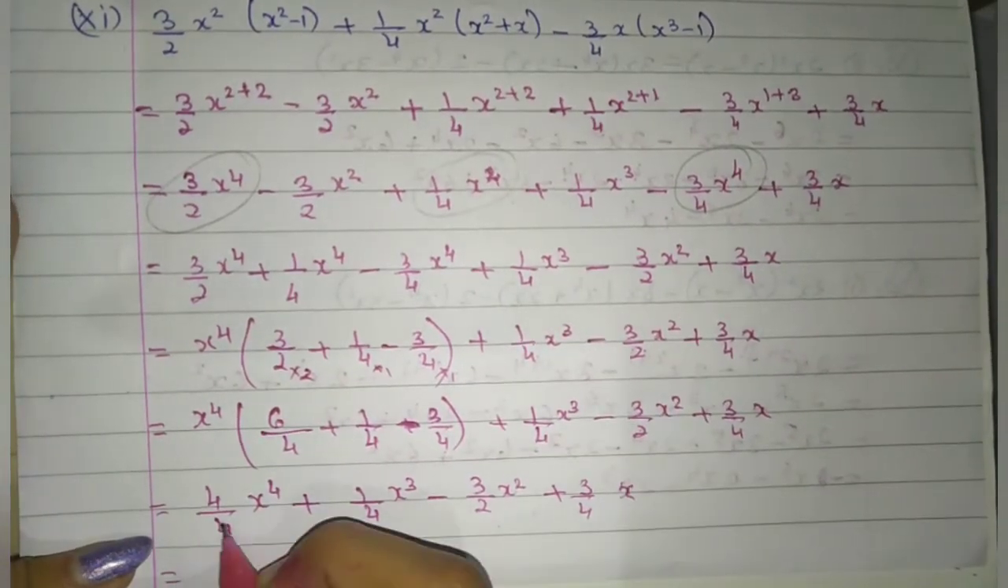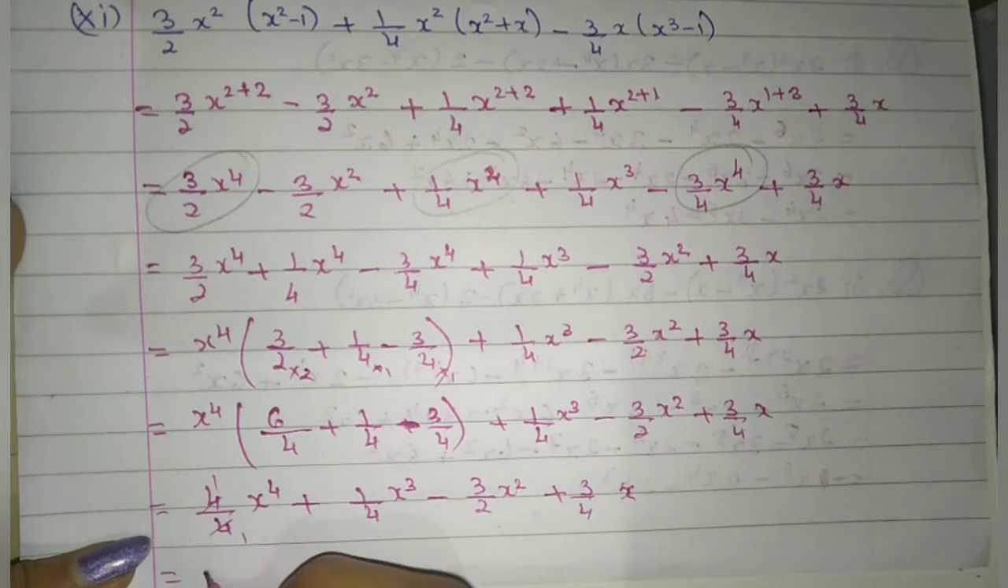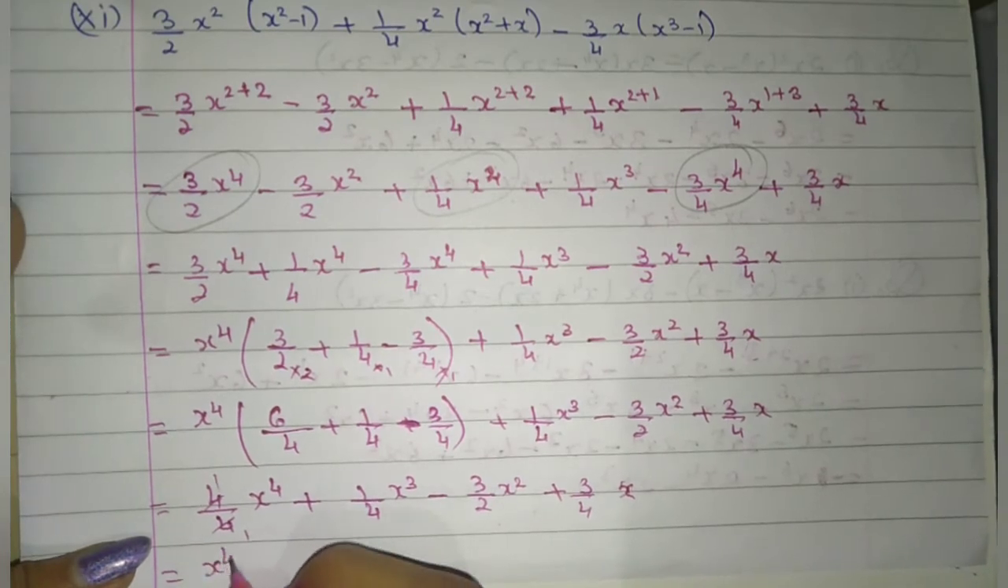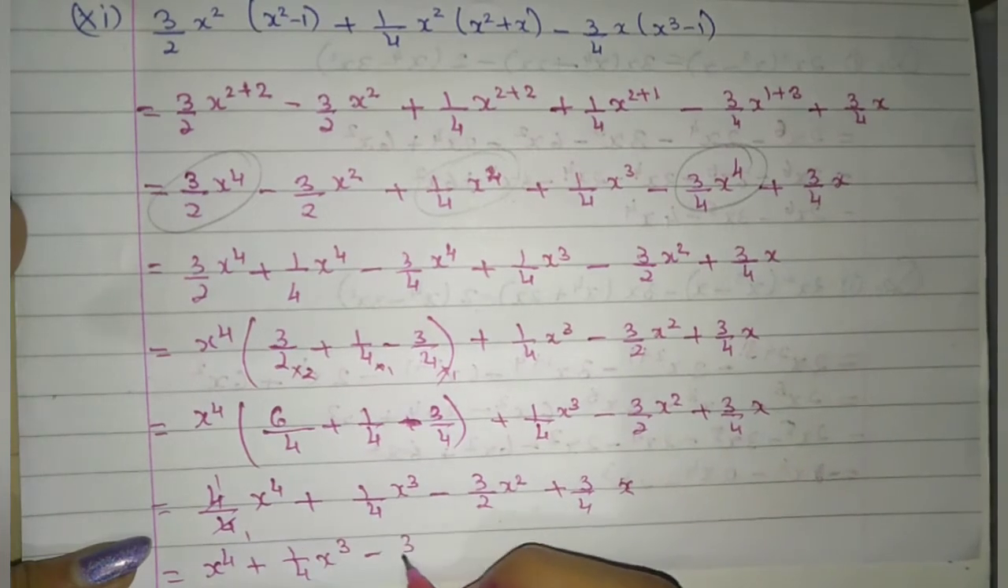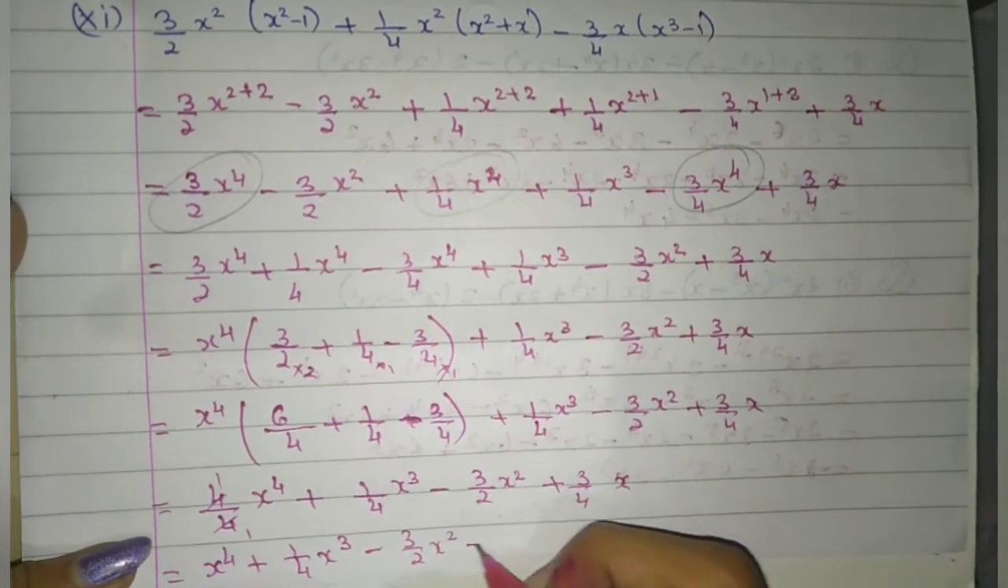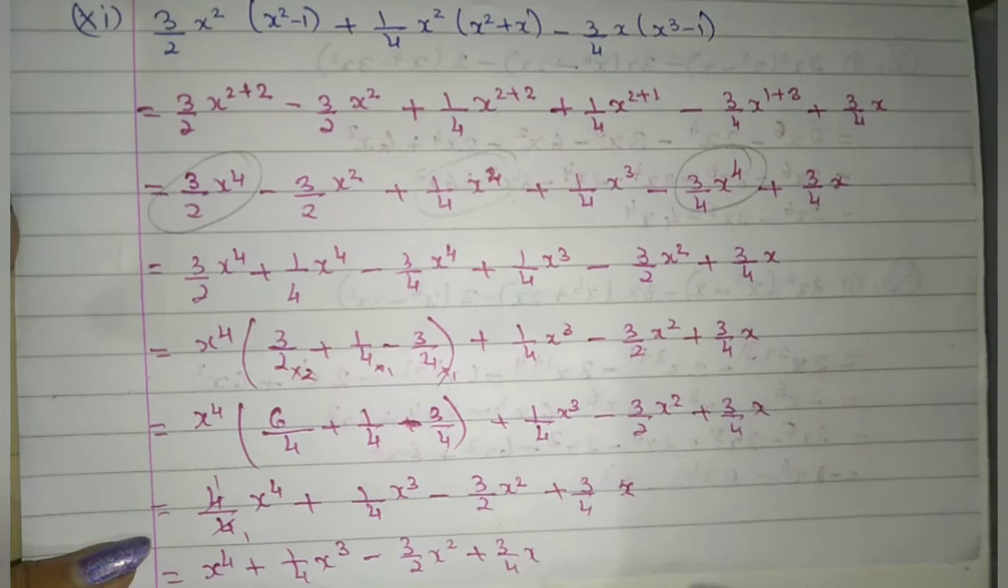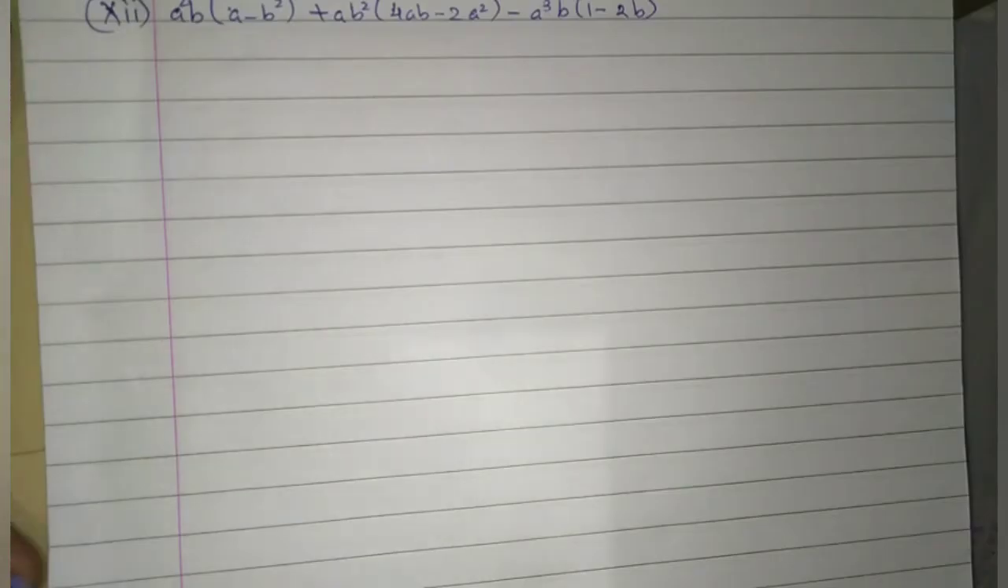So which is equal to 1 only. So 1 into x raised to 4 is x raised to 4 plus 1 by 4 x cube minus 3 by 2 x square plus 3 by 4 x is the answer.